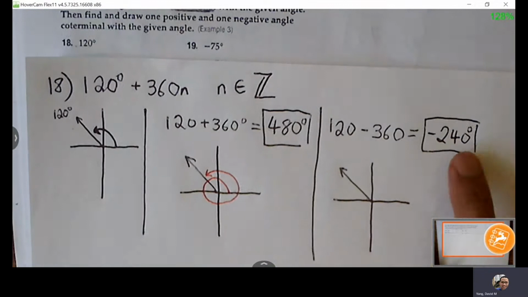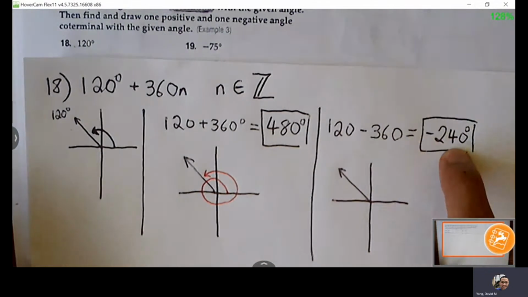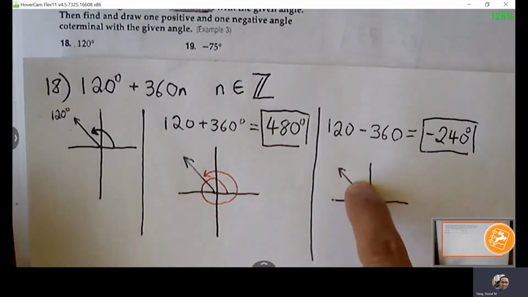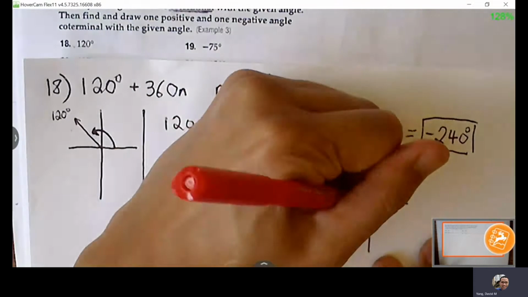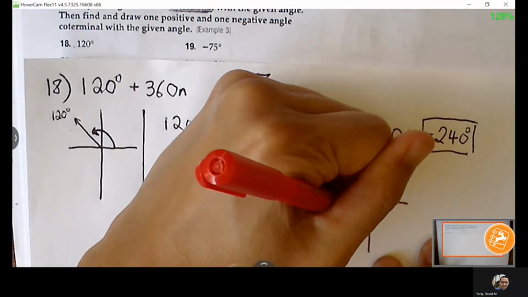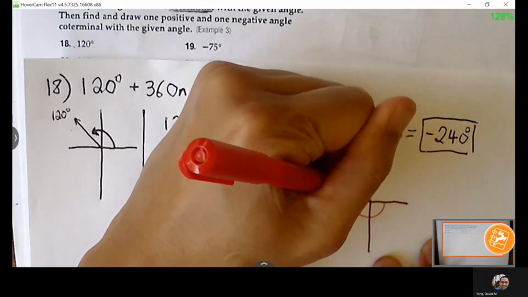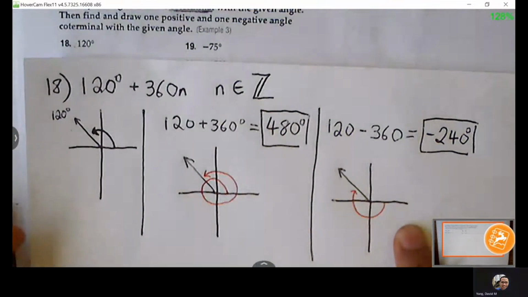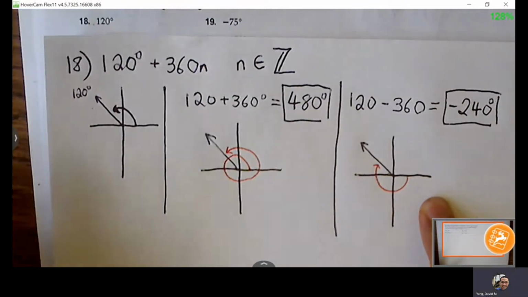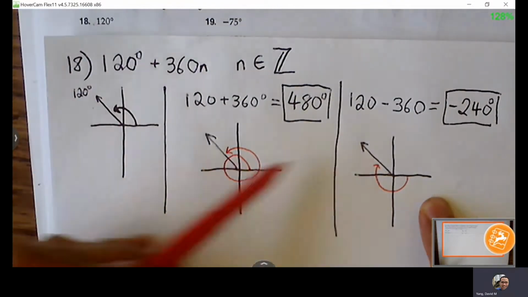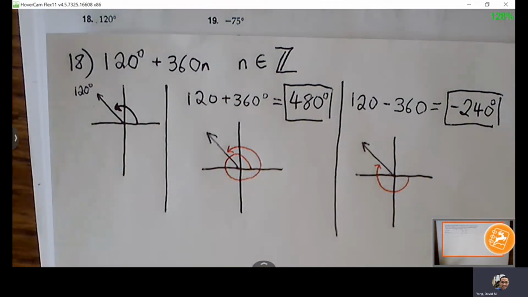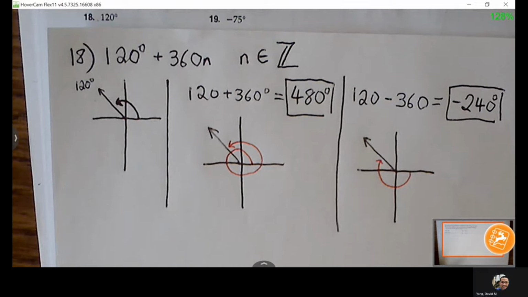But now we're always going to start on the initial side, but we're just going to rotate in a clockwise direction, in the opposite direction. So there we go. We all end up in the same spot. We just have different rotations and different directions to get there. Okay, any questions?